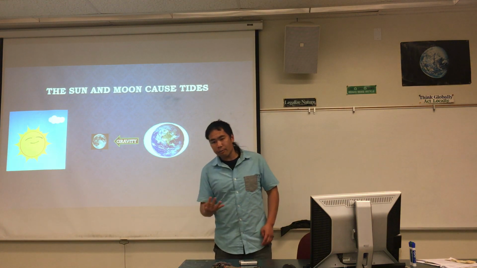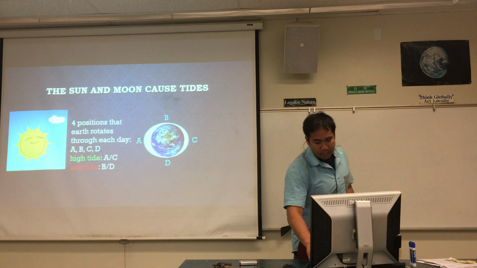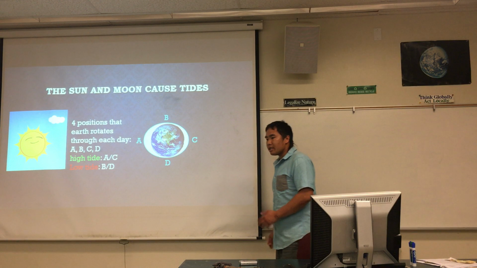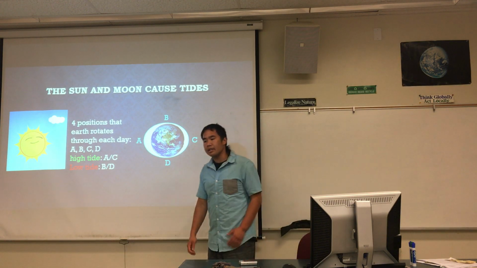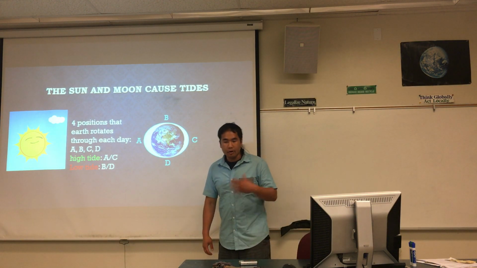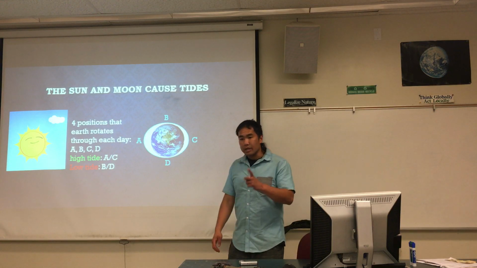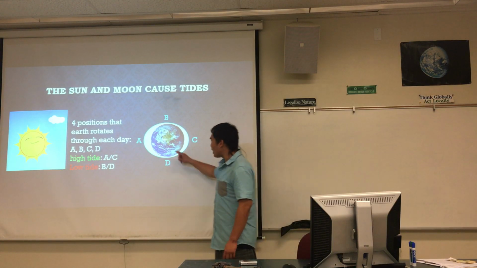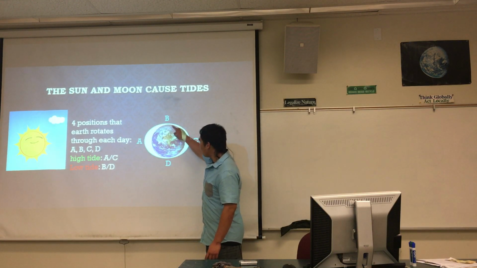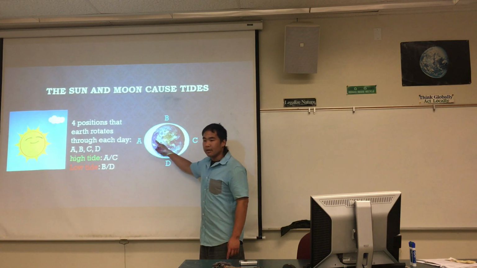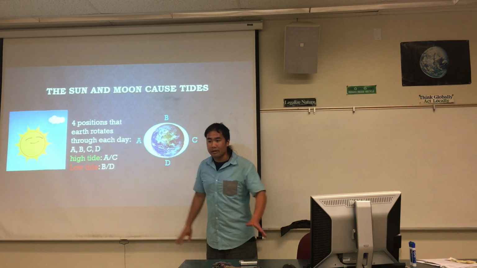So you have these 4 points. Let's call them A, B, C, and D. These 4 points each represent a high and a low tide spot, right? Earth rotates once a day, okay? In 24 hours, if you are here, 24 hours later, you'll end up right here. I did the other way, it should be this way, but it doesn't matter, right?